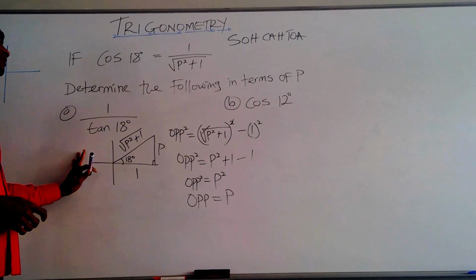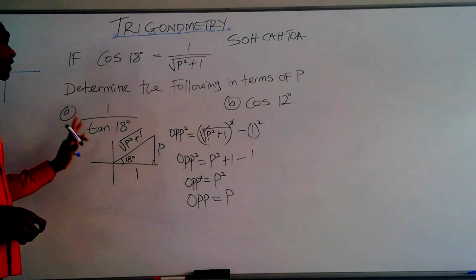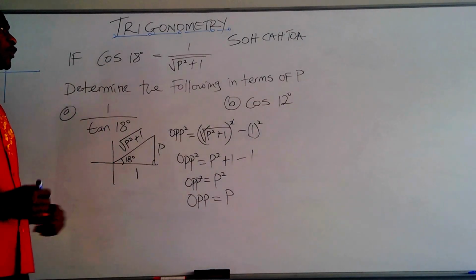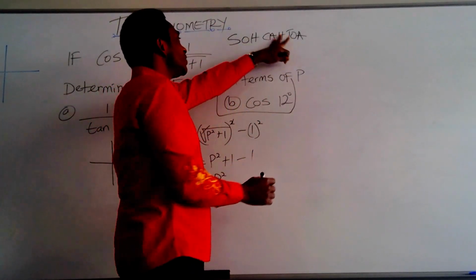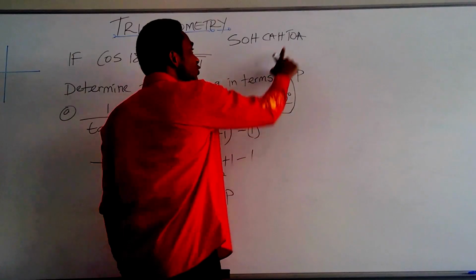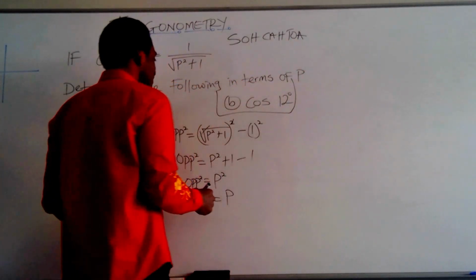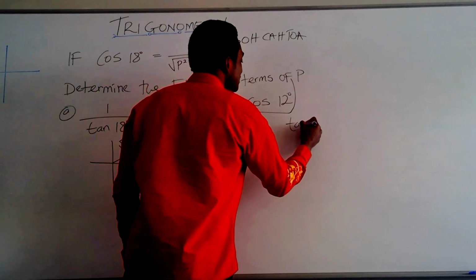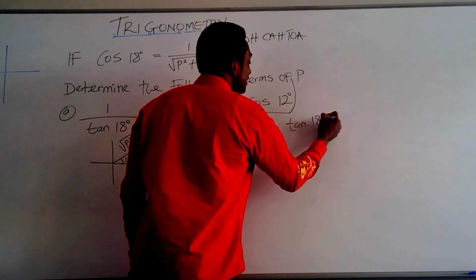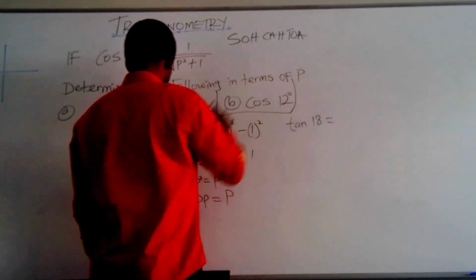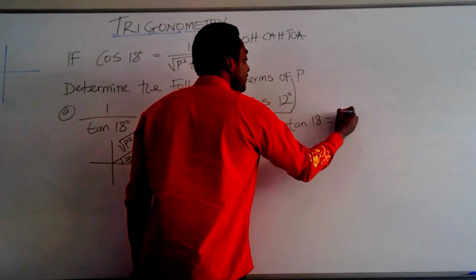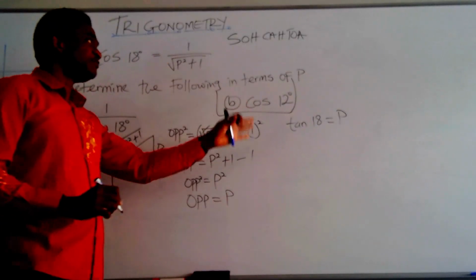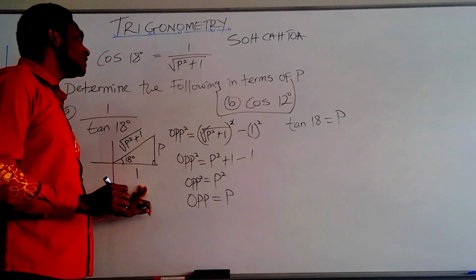Now let's go forward and answer the question. I did all of this so that we don't have to go back. They want tan of 18. Going back to our SOHCAHTOA, tan is opposite over adjacent. So our tan of 18 is opposite over adjacent. Opposite over adjacent is p over 1, which is p. So our tan of 18 is p.